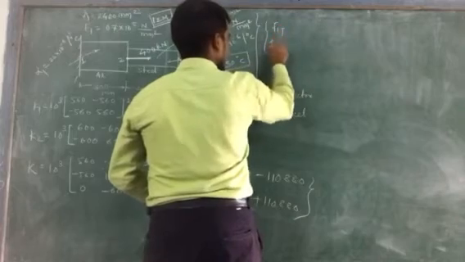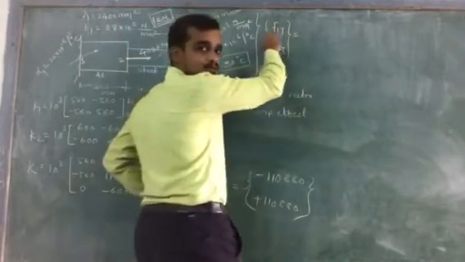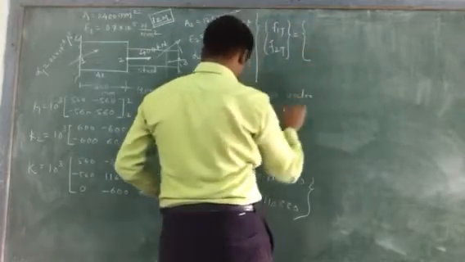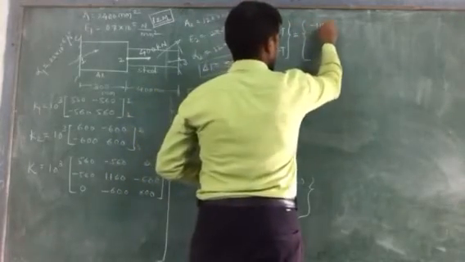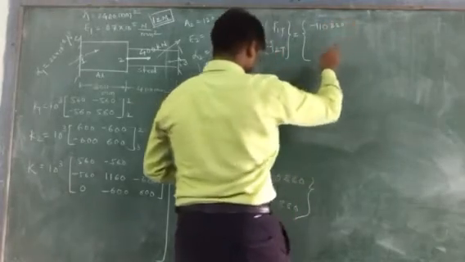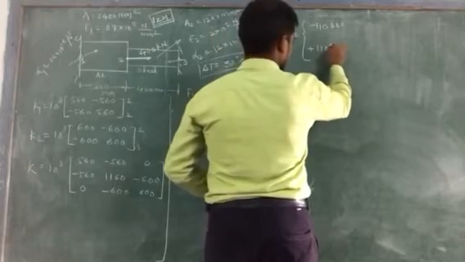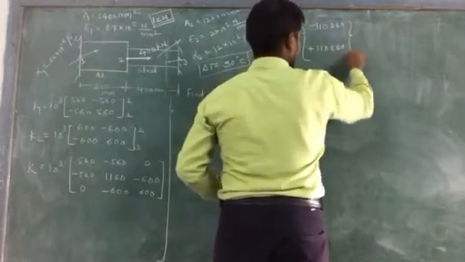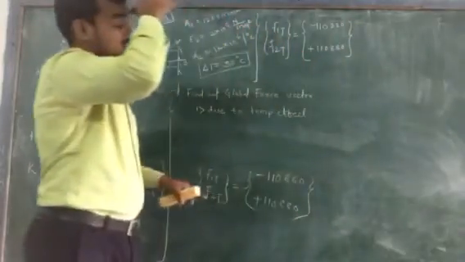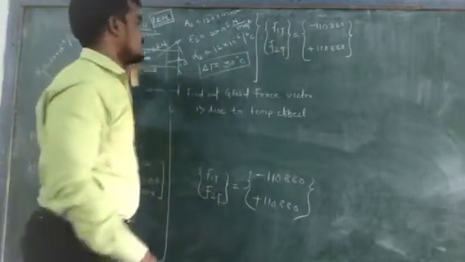F1t, F2t is equal to minus 110880 plus 110880. So this is your first nodal force vector due to temperature effect for the first element.